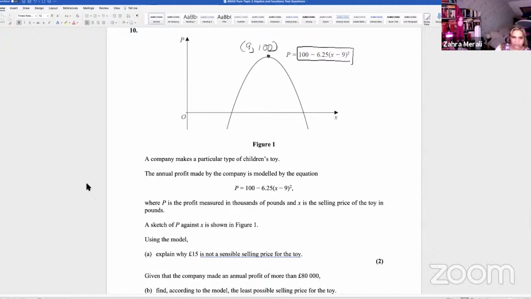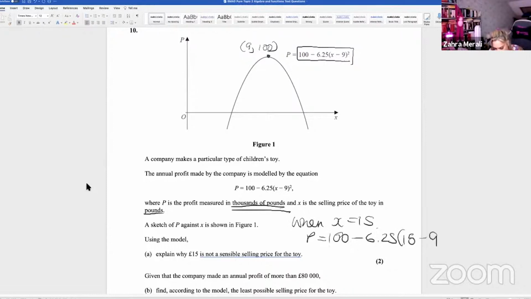Right, now I'm actually going to read the question. A company makes toys. The profit is measured in thousands of pounds. That's really important. And the other one's in pounds, because it might not make sense if we do something. Explain why 15 is not a sensible price for the toy. Well, let's see. When x equals 15, p equals 100 minus 6.25 times (15 minus 9) squared. So that's going to give us minus 125, which doesn't make sense, not sensible.